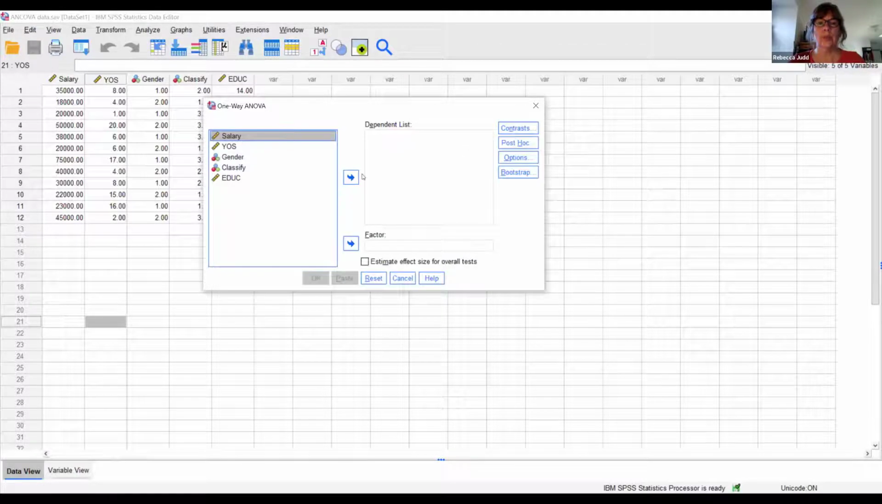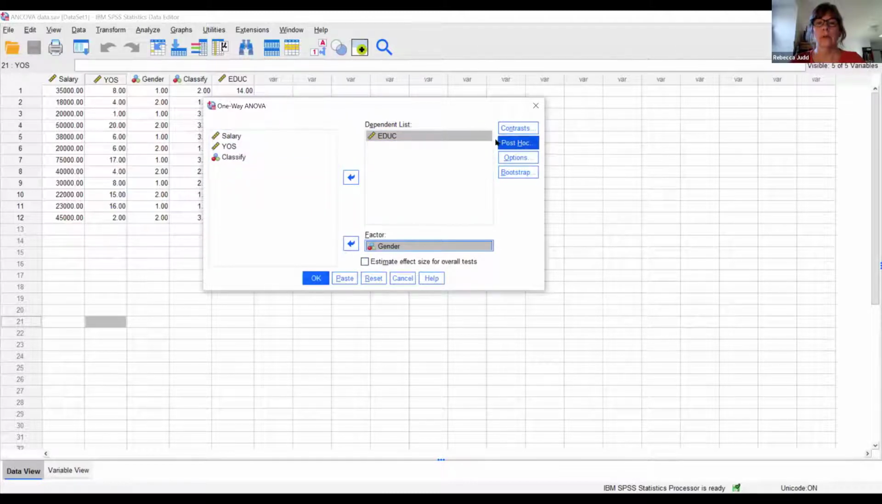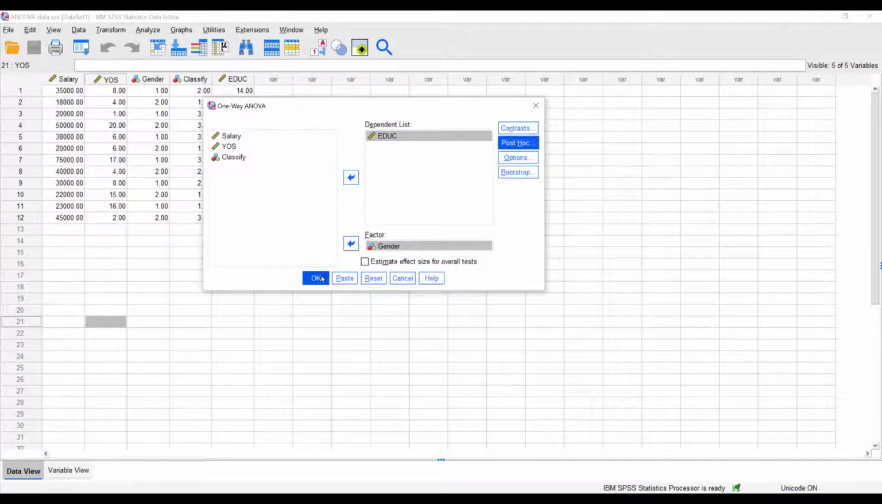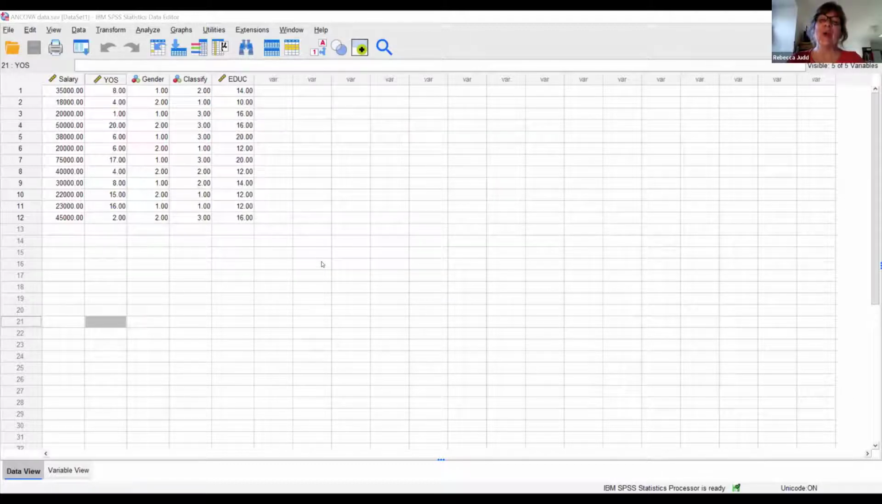And so we're going to put education, and we're going to put gender. We're going to do our post hoc, and just for fun, we're going to do the Bonferroni. Okay. So we wanted it to be not significant, and it's not significant. So that's one of the assumptions that we've met and we don't have to worry about.